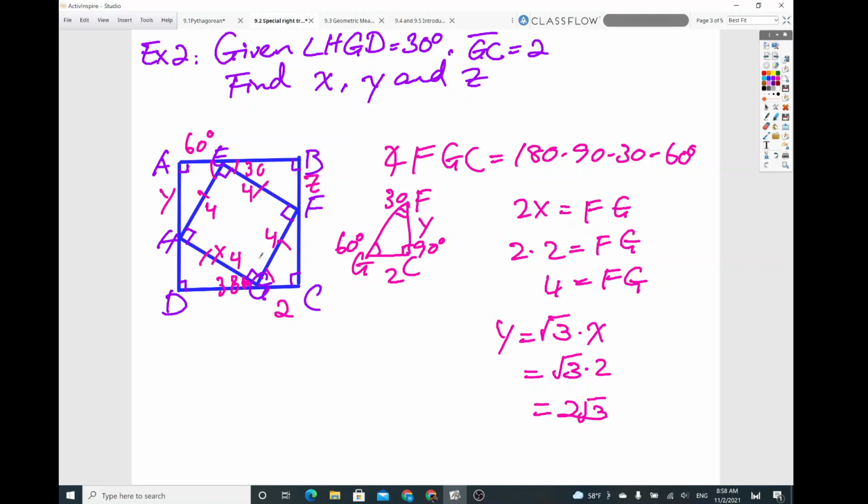And then to get z, which is this segment here. If you just compare that, looks like this one. Try to prove that by using side, side, side, or side angle side. You'll see that z is the same as GC, so z is the same as GC, which is 2.